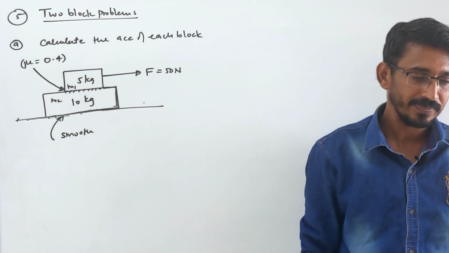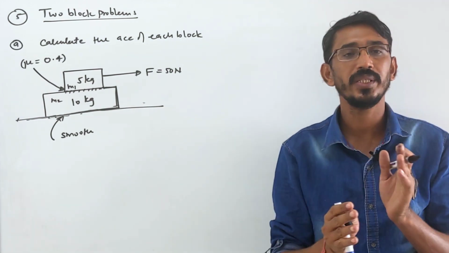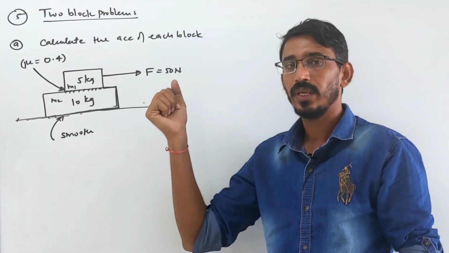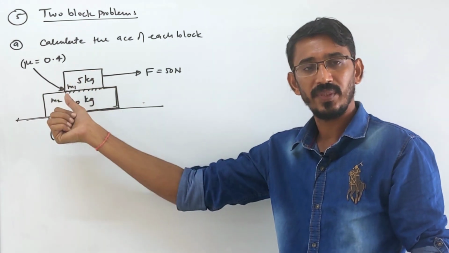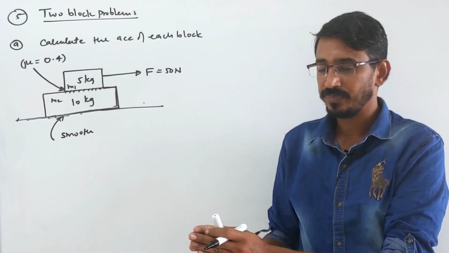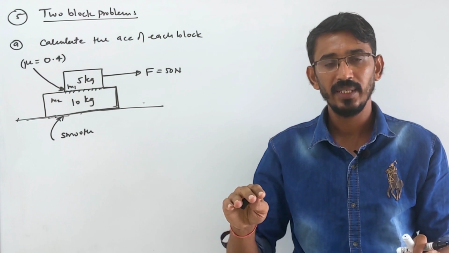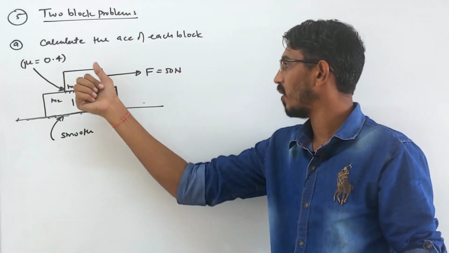Now the question will be this. First they can ask you to tell whether these blocks are moving together or not. We applied force on this block, whether this block will drag that block with it or not. Suppose they are moving together, they will ask you to calculate the acceleration. Or they cannot move together, they move separately, then their accelerations will be different, so we have to calculate the individual accelerations of block 1 and block 2.